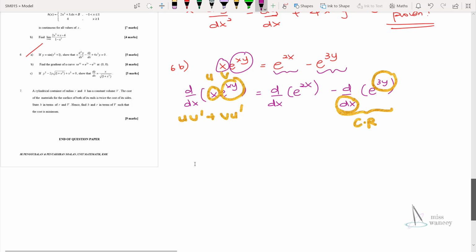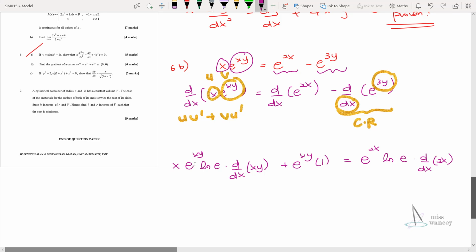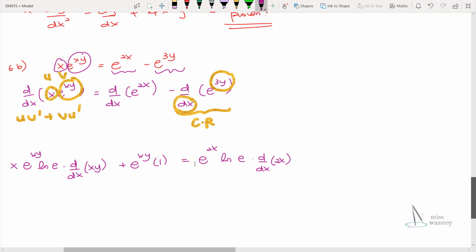Okay, so now u first, so x, differentiating the exponent, we're gonna copy down the exponent, ln of the base, so ln of e, and then of course we need to differentiate xy, and then plus e^(xy), differentiating x, we are going to get 1. Equal to, so differentiating the exponent again, copy down the exponent, ln of the base, so ln e, and then we have to differentiate 2x. In the meantime, for the term at the back, we need to use some chain rule, so it will become d over dy of e^(3y) times dy over dx.